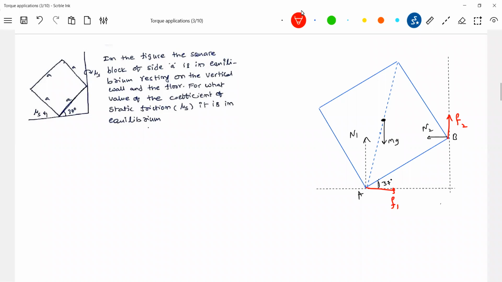Okay, let's go for the calculation part. For equilibrium, F1 should be equal to N2 along x-axis. Net force along x-axis is 0. So F1 minus N2 equals 0. Along y-axis, N1 plus F2 should balance the weight. N1 plus F2 minus mg equals 0. Further, what is F1? F1 should be equal to mu N1.